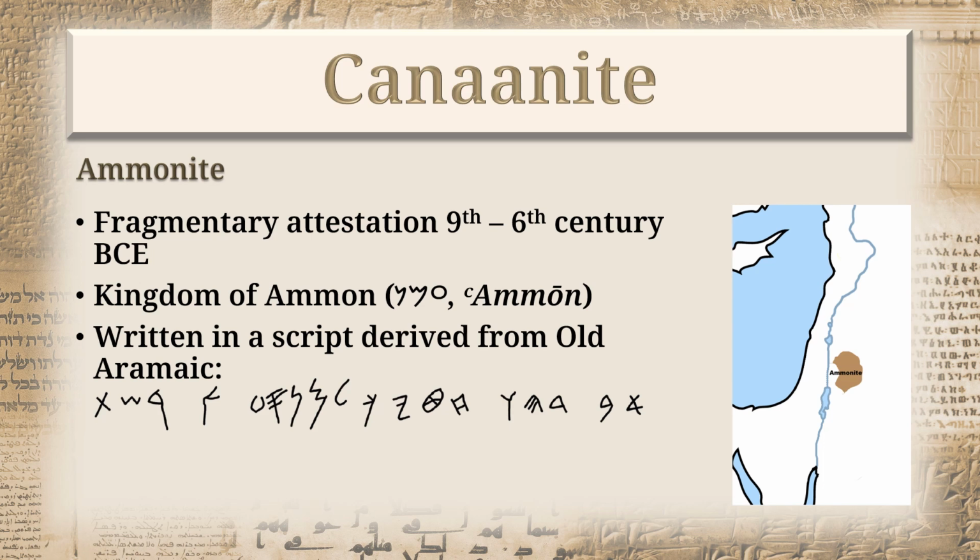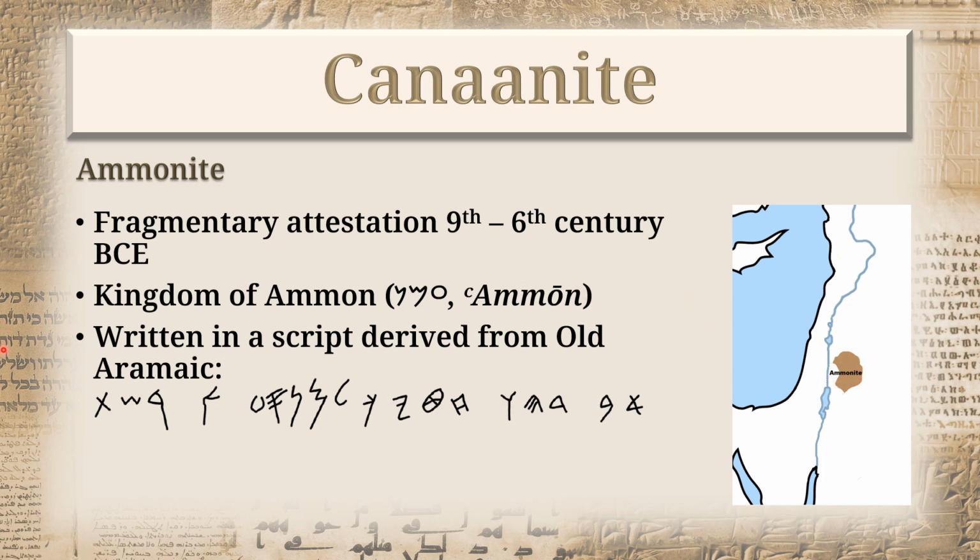The next one is Ammonite. It is also fragmentarily attested. The fragments are dated to the 9th till 6th century BCE. It is associated with the kingdom of Ammon. The capital was Ammon Rabbath, which is in the same place as, I think, the Jordan capital Amman, so also the same name. Okay, you see it here, located in modern Jordan.